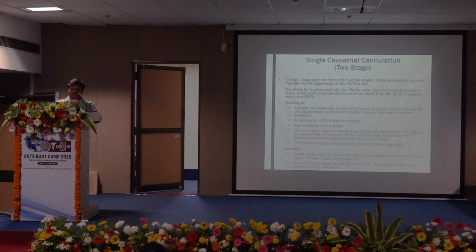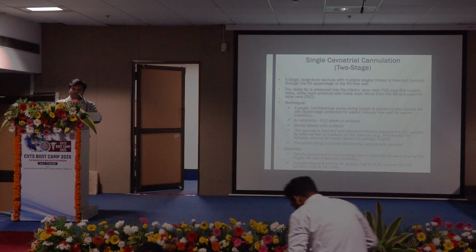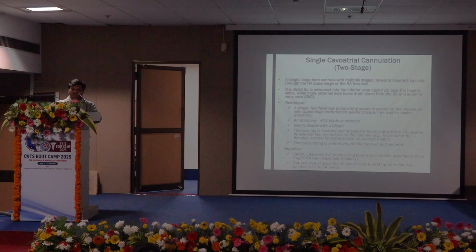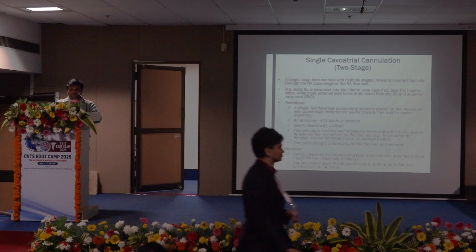Coming to single cavo-arterial cannulation, also called two-stage cannulation, a single large bore cannula with multiple stages is inserted typically through the RA appendage or RA free wall. The distal tip is advanced into the inferior vena cava near the hepatic vein, while more proximal side holes drain blood from the RA and superior vena cava.